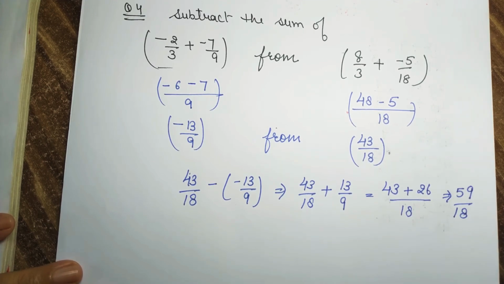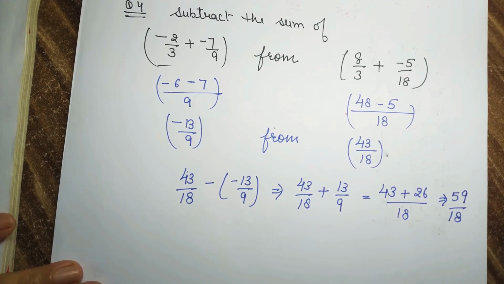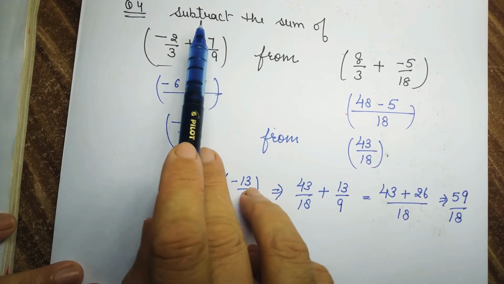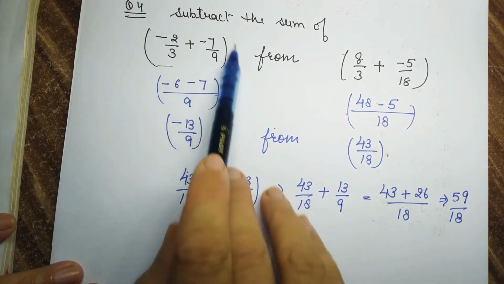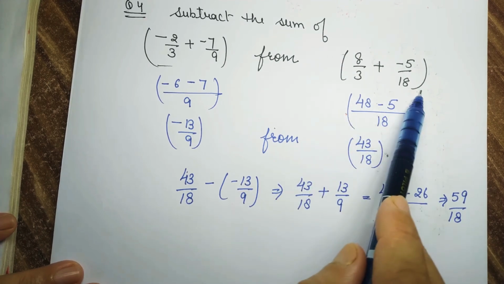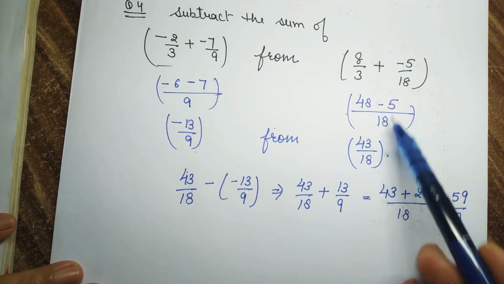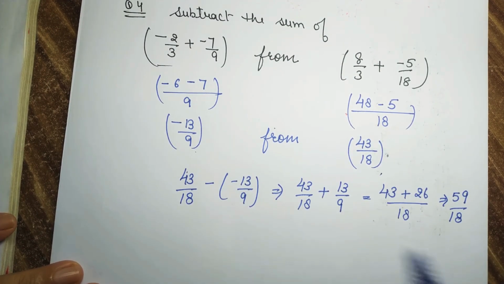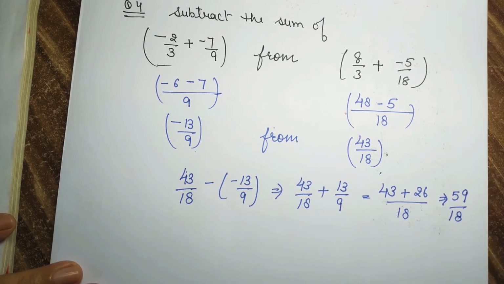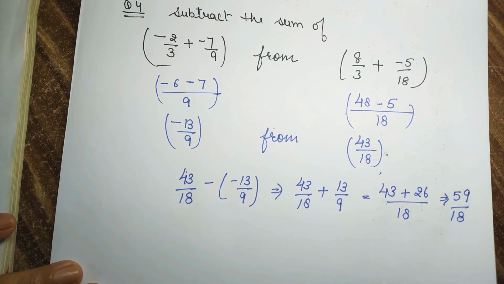Okay students, so I repeat again how to solve this question. In this question they told us to subtract the sum of these two from the sum of these two. So first we have to find their separate sums, and then after that we subtract this one.